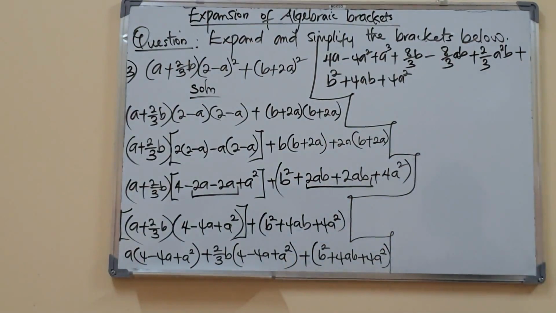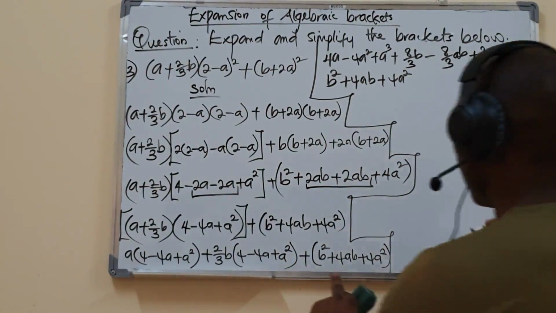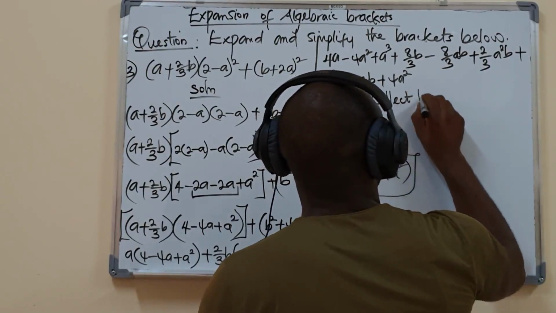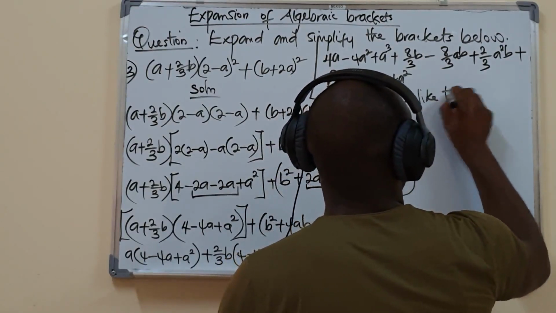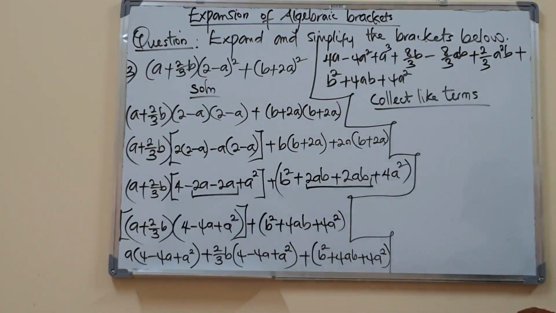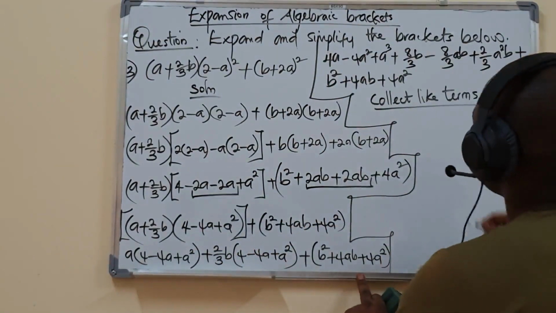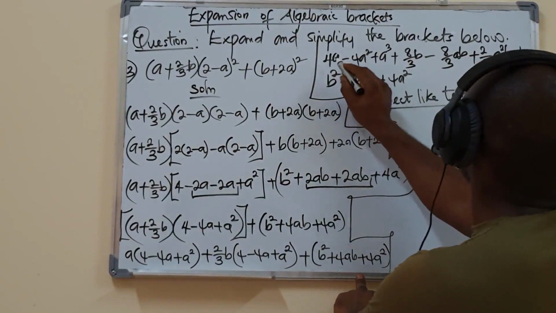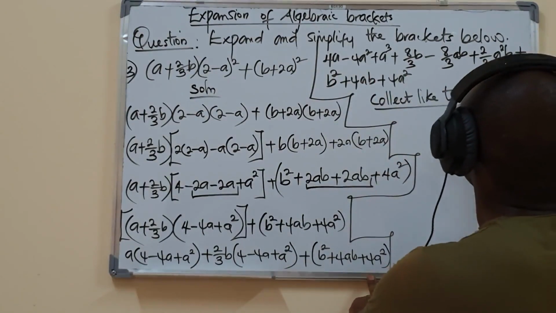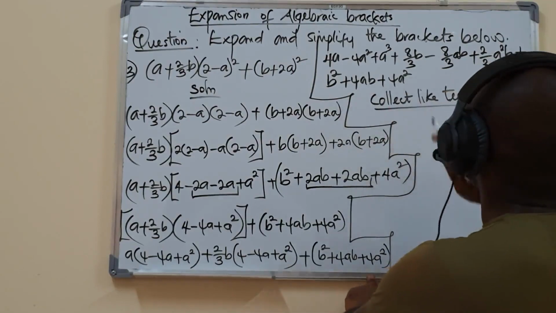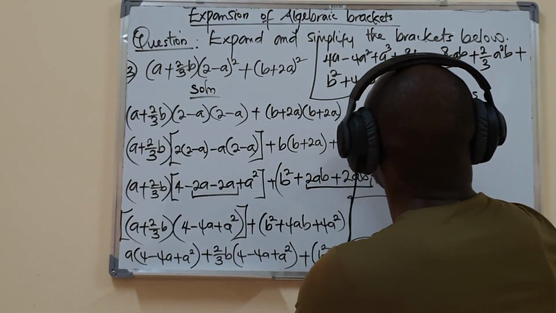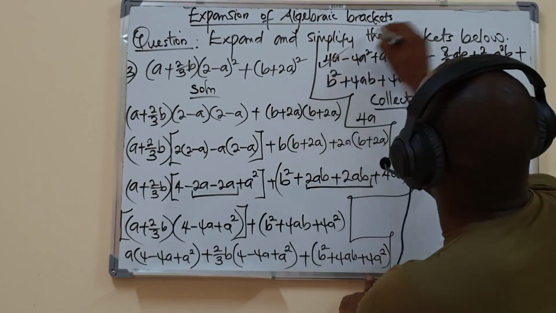Alright, so at this juncture, we can simplify by collecting like terms. You can easily write collect like terms because that is the stage we are in. So let's do that. Take a look here. This is a case of just a. Is there any other term on this board with just an a? No. So 4a stays down as 4a. No changes.